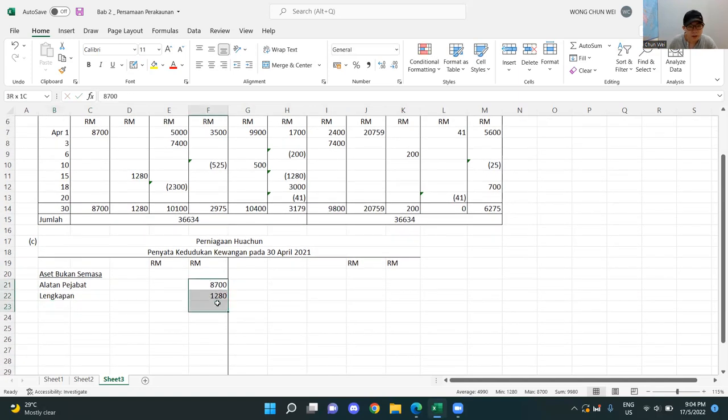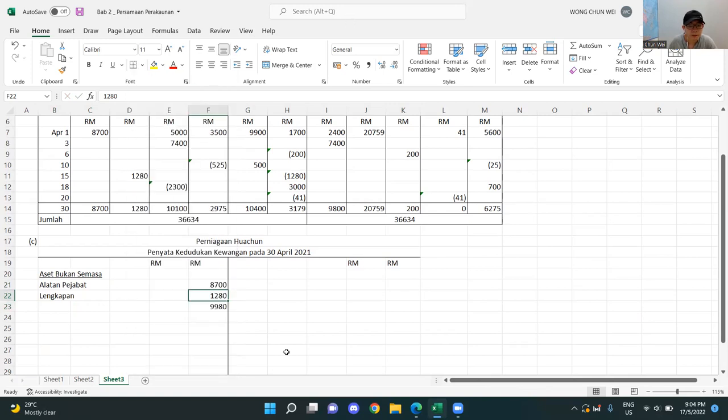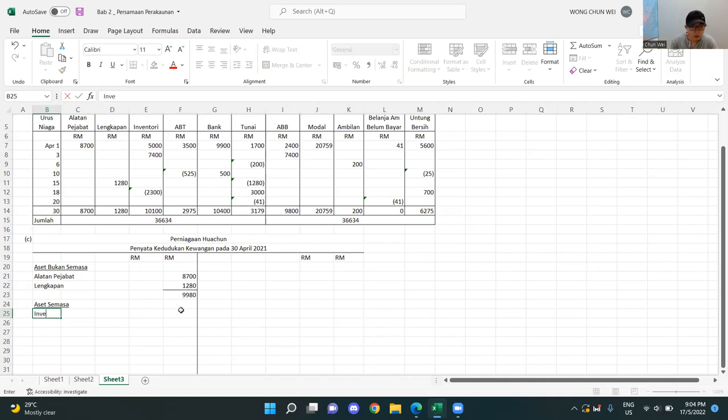All right, so now we add them up, add the two items together. Then put a line wherever you want to do a jumlah. Okay, so 8,700 plus 1,280 equals to 9,980. After your asset bukan semasa, it will be your asset semasa. So what are your asset semasa? Your inventory. Just copy from your jadual. Your inventory. After that is your account belum terima, your ABT. After that is your bank, all right, bank, your tunai, so your tunai.